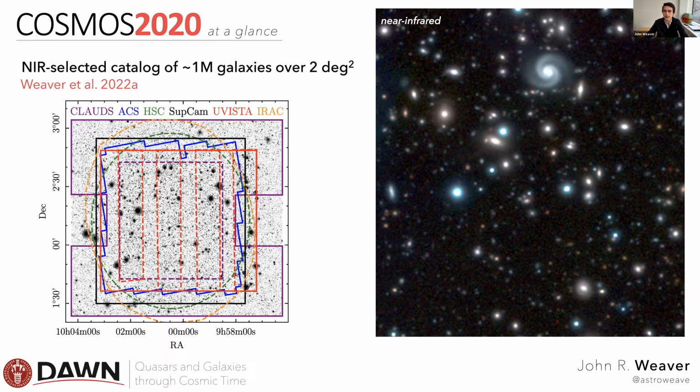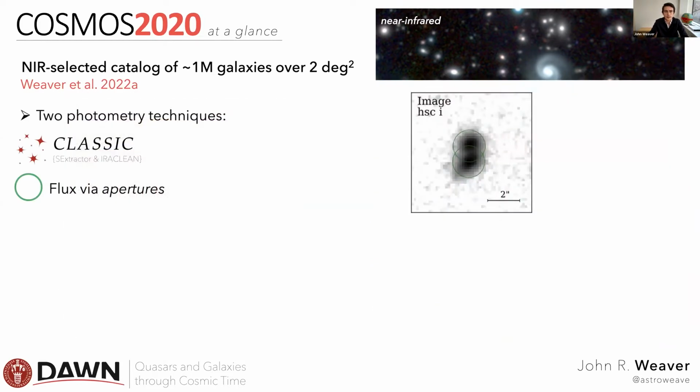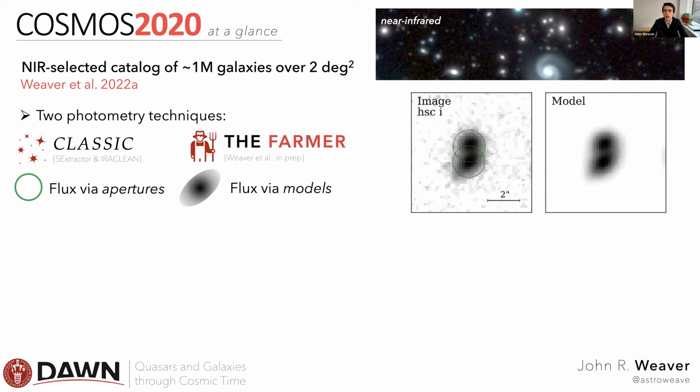On the right-hand side here, I give you just a very zoomed-in region of the survey, just to give you an appreciation of the crowding we see from these very deep near-infrared ground-based images. To photometer all of these galaxies, we use 2 photometry techniques. The first one we're going to call Classic. This is basically the same as in COSMOS2015, if any of you are familiar with that, where we primarily extract fluxes as measured in apertures. Now, we also pair it with The Farmer, which is a more recent photometry software built on The Tractor by Dustin Lang and David Hogg, which fits fluxes via models, profile fitting.